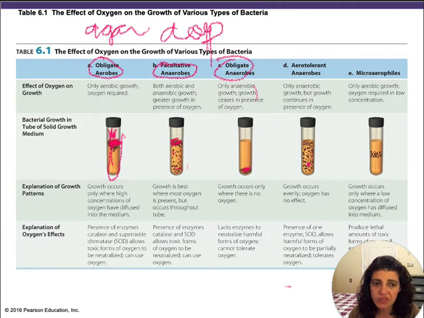The aerotolerant can grow anywhere. They don't care if oxygen is present or not. It doesn't matter. And microaerophile, they grow in a specific height of that agar, not higher, not lower. Okay? If they are higher or lower, they would just die. So we're going to see this experiment in the lab, okay?